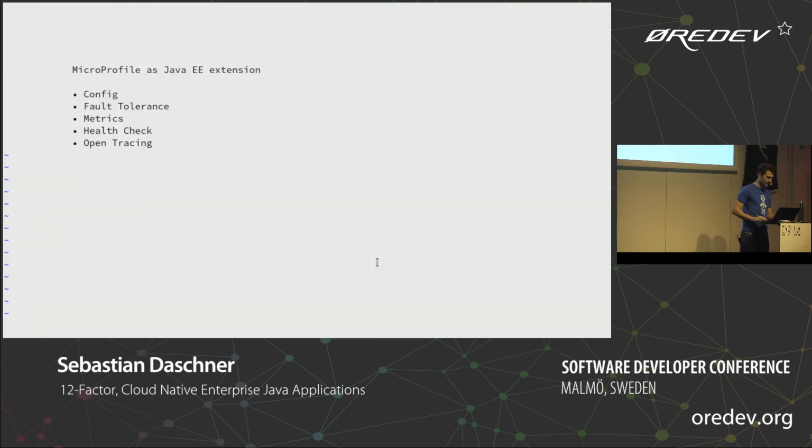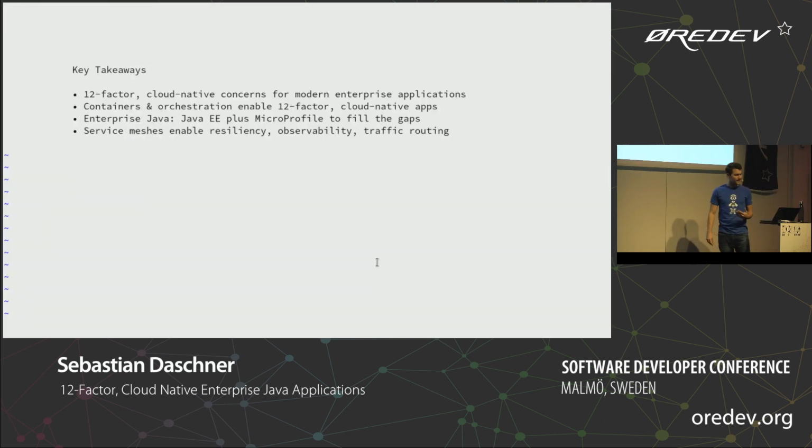All right, that's most of it what I have for now. As a takeaway, we want to care about these 12-factor and cloud-native concerns if we're building modern enterprise applications. And there's a high chance that you're already naturally implementing a few of these. But I challenge you to have a look at these resources. And then I used containers and container orchestration to enable these concerns. I use Docker and Kubernetes and Istio, but there are certainly others as well.